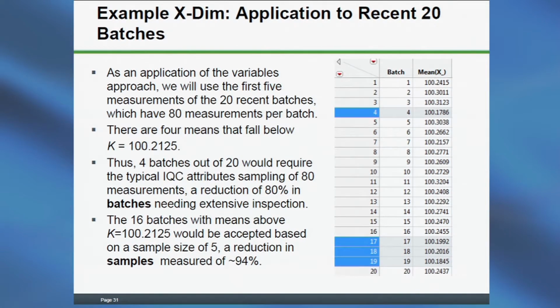So that meant that 4 batches out of 20 would require the typical IQC attributes sampling of 80 measurements. That would be a reduction of 80% in the batches needing extensive inspection. And also the 16 batches with means above 100.2125 would be accepted based on sample sizes of 5, and that reduced the measurements they had to make by 94%. That was a significant reduction in the process requirements in the IQC department.